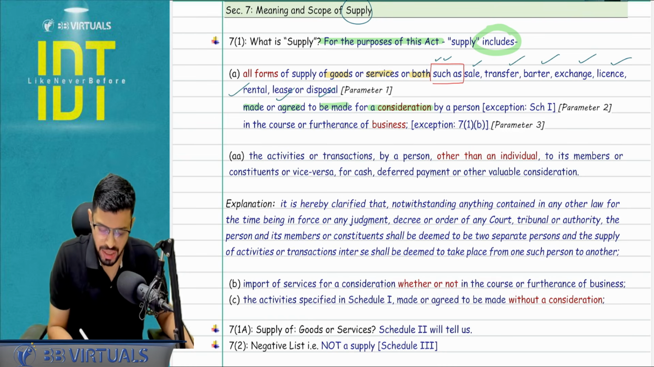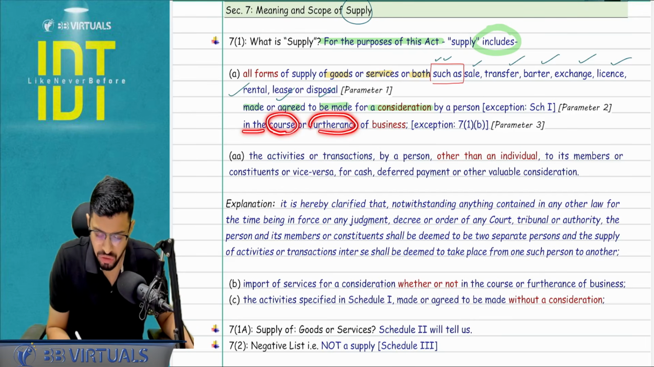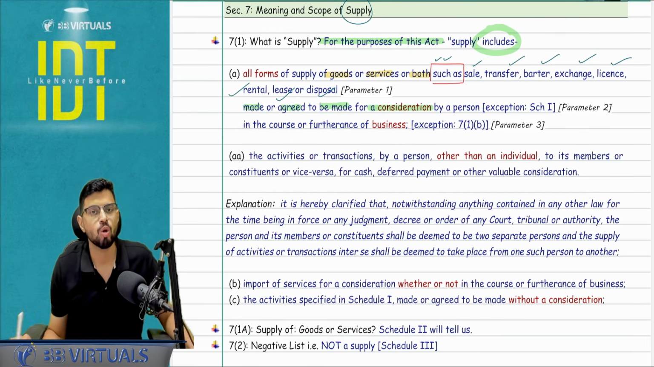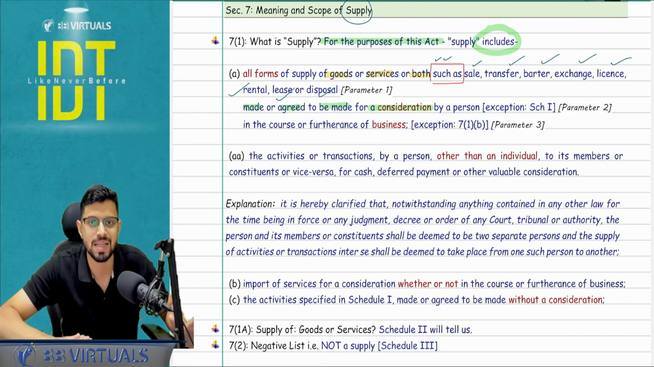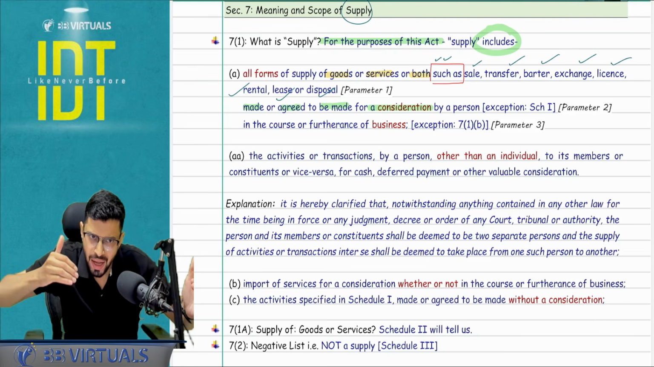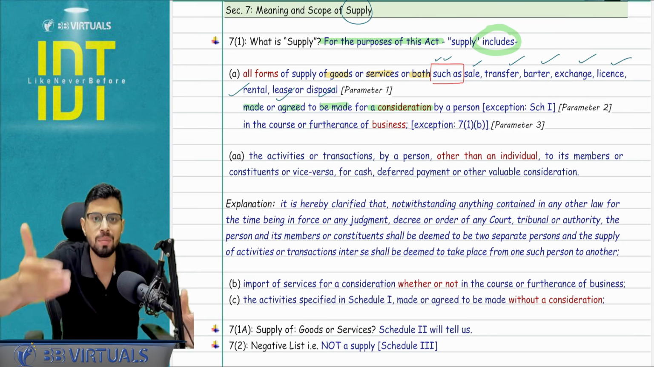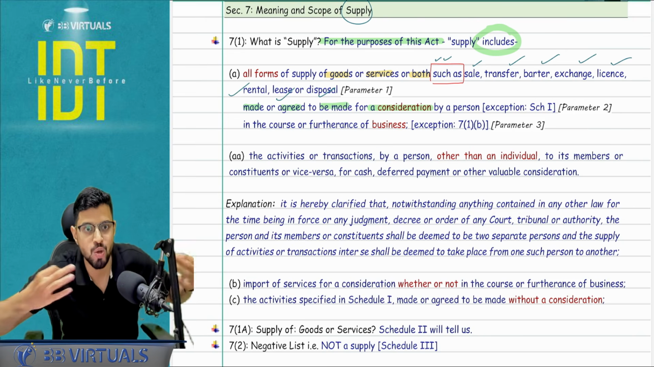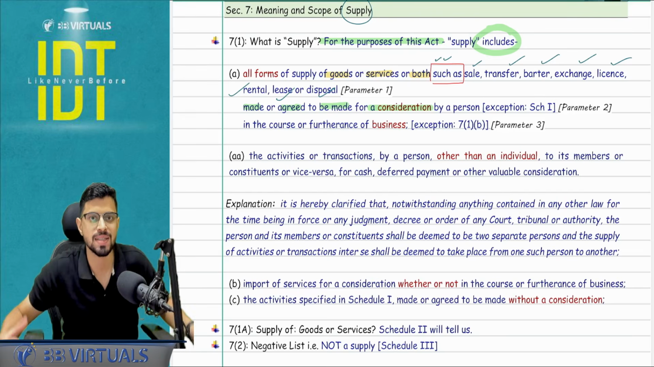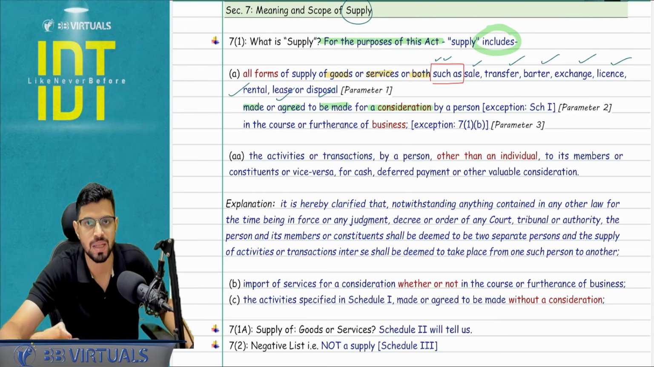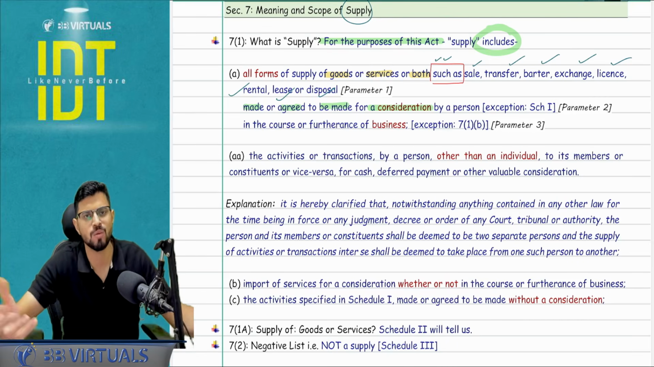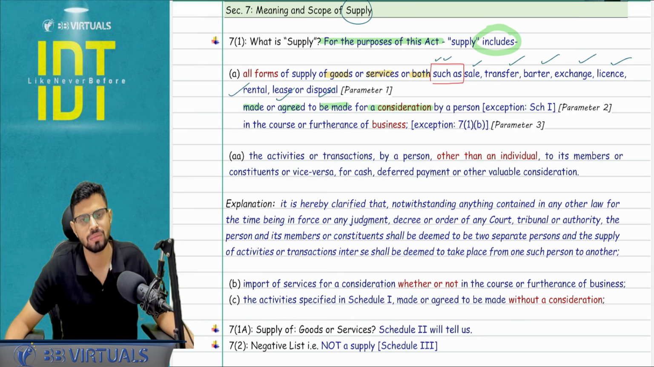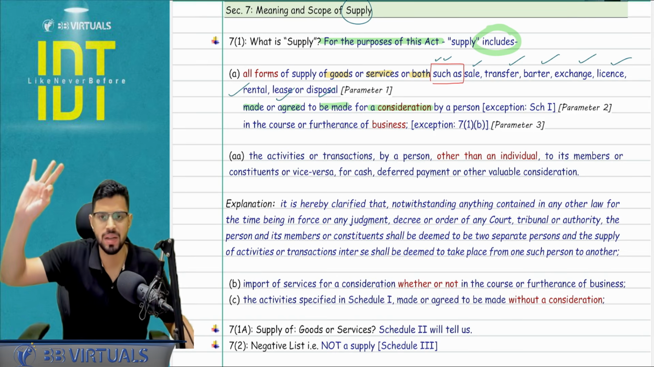And parameter number 3, it should happen in the course or furtherance of business. Course of business means it is a part of my business. Furtherance of business means again it is a part of my business, to conduct the business, I am doing this supply. It's my business to conduct CA final coaching classes. It is the business of BB Virtuals to conduct the CA final classes. So all in all, it is a part of business. Furtherance means to improve my business in the course of business. So 3 parameters are done.